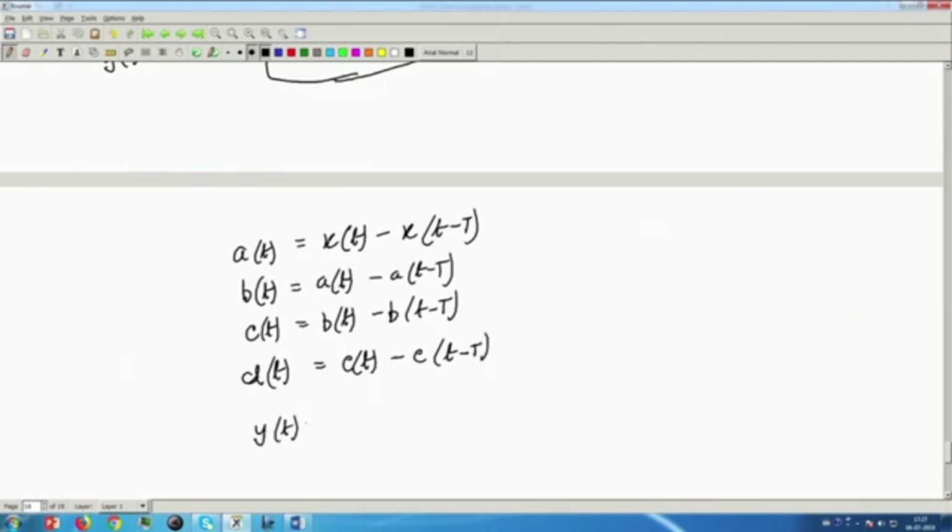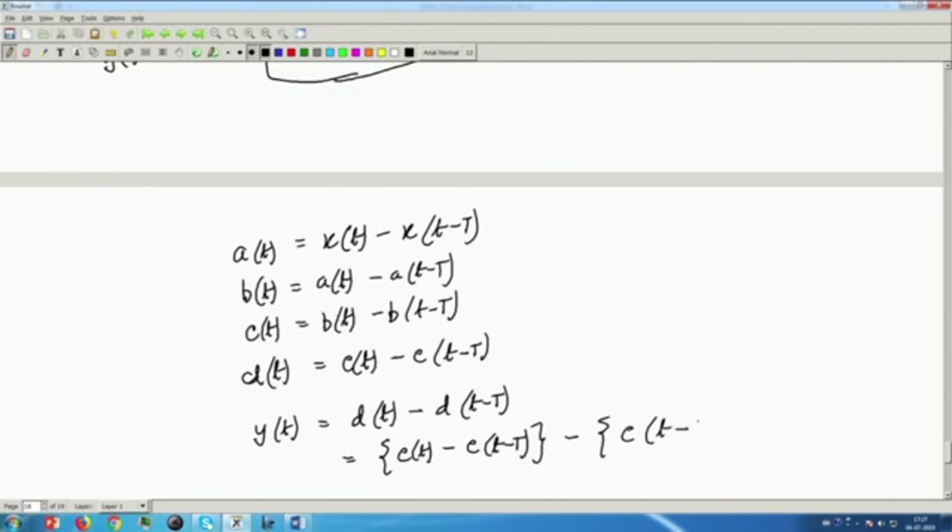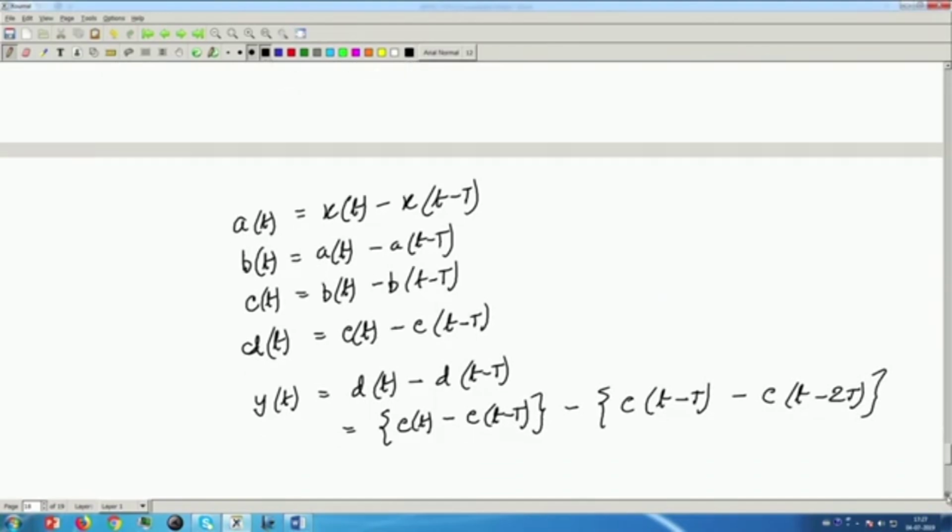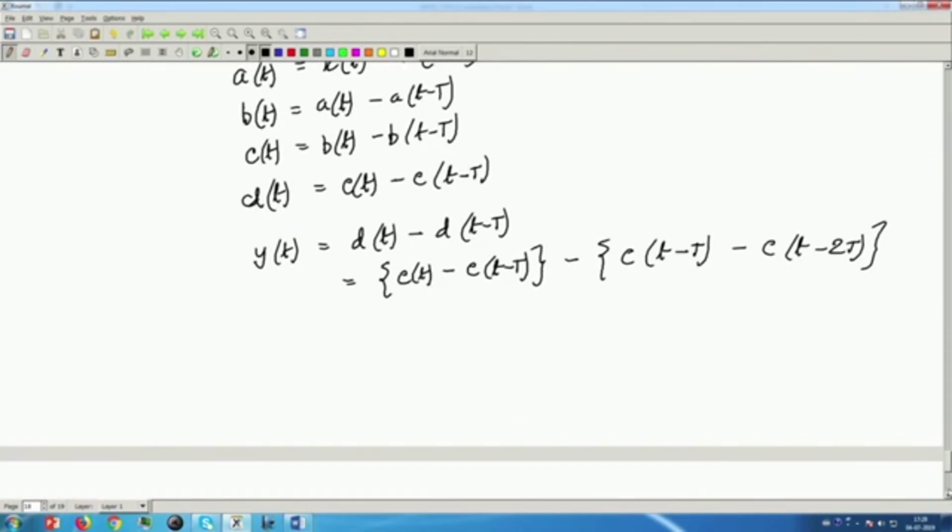So, what is y t? It is d t minus d t minus t. So, d t is nothing but C t minus C t minus t minus C t minus t minus C t minus 2 t. Then you can go on putting these values, and finally I can show if you put all those values gradually.